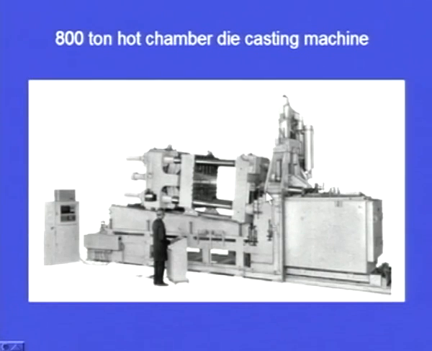Here we can see an 8-ton capacity hot chamber die casting machine, and here we can see the dies, one die here, another die here, and here we can see the oven in which molten metal is prepared. So, its capacity is 800 tons. This machine has automated controls. Here we can see one operator standing, controlling the different operations of this die casting machine. So, in this die casting machine we have seen the classification.